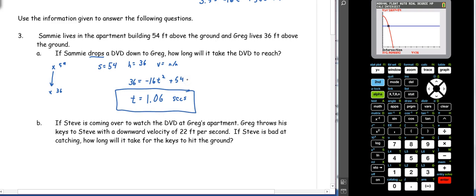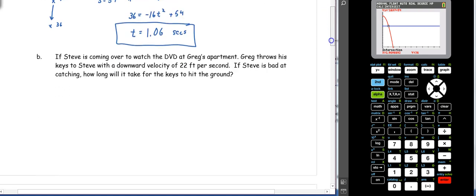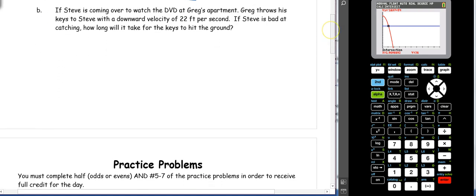If Steve comes over to watch the DVD at Greg's apartment, Greg throws his keys down to Steve with a downward velocity of 22 feet per second. If Steve is bad at catching, how long will it take for the keys to hit the ground? So our start height is where we're throwing the keys. Remember that Greg lives 36 feet above the ground. The end height, because Steve can't catch, is going to be 0 because it's going to fall and hit the ground.